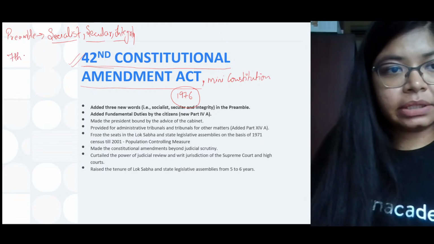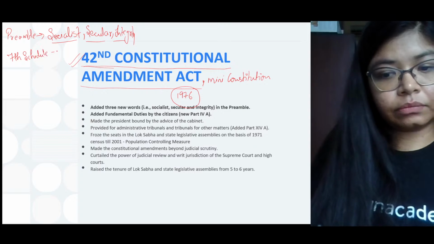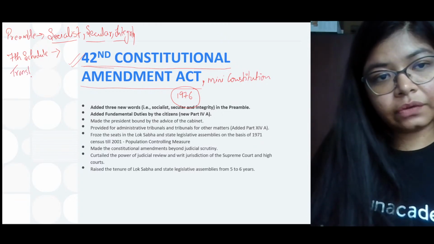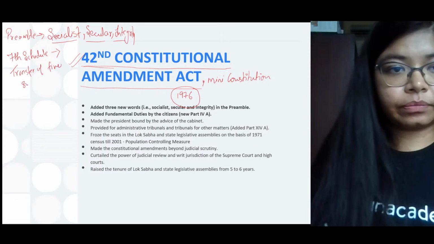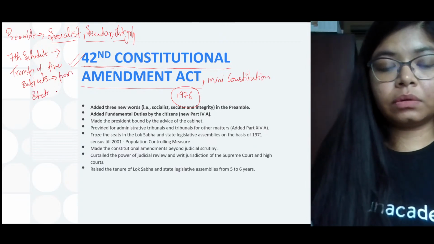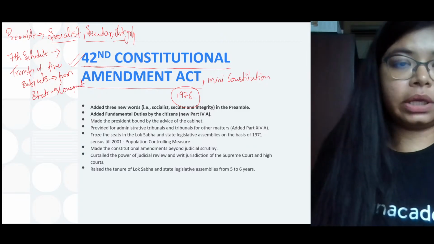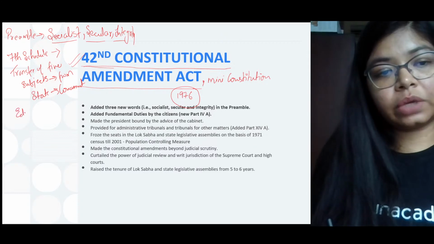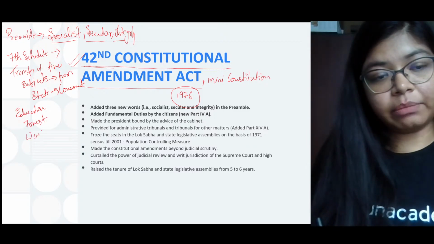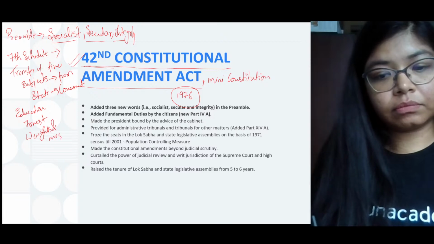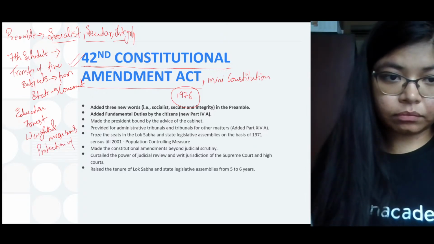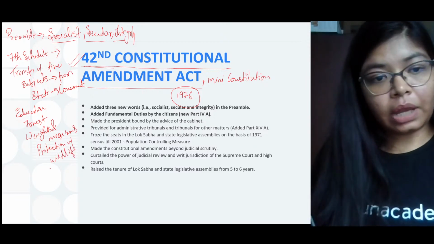Then some change happened in the 7th schedule as well. So 7th schedule में transfer of 5 subjects from state list to concurrent list. Okay. और ये क्या क्या सब्जेक्ट्स थे ये? Education, forest, weights and measures, protection of wildlife, and administration of justice.